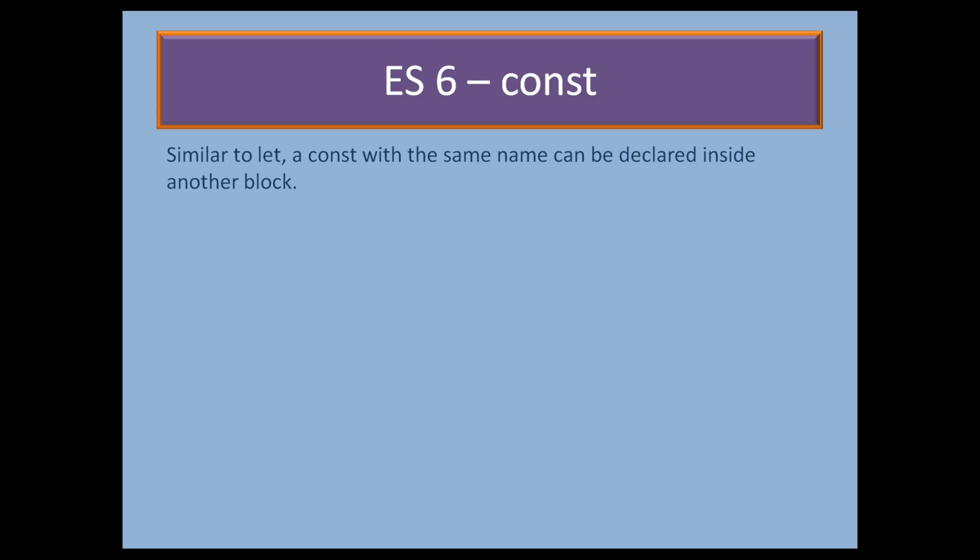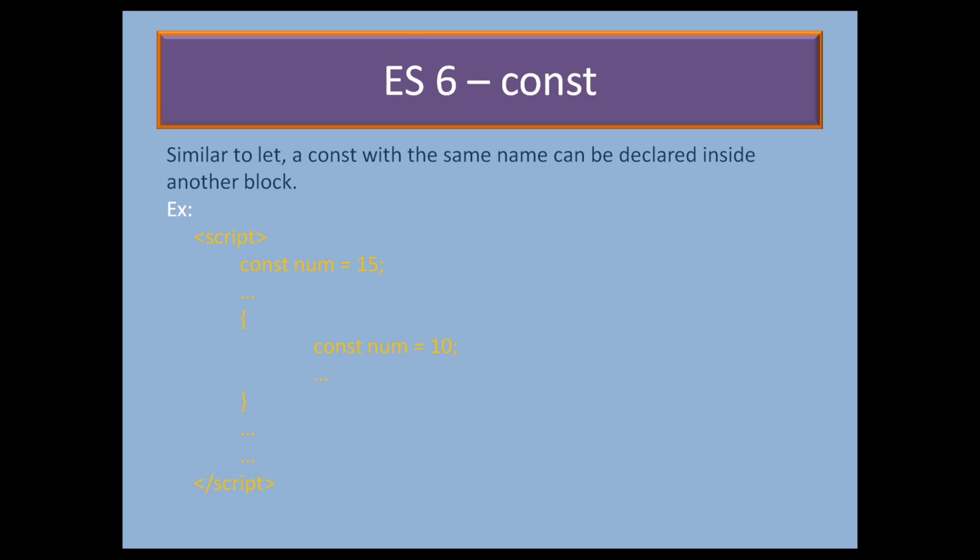And similar to let keyword, a constant with the same name can be declared inside another block. So if we see here, we have declared a global level constant and assigned value 15. Another constant has been created with the same name num and assigned value 10. The constant that is declared inside the block is limited to that block. That effect will not be outside the block.